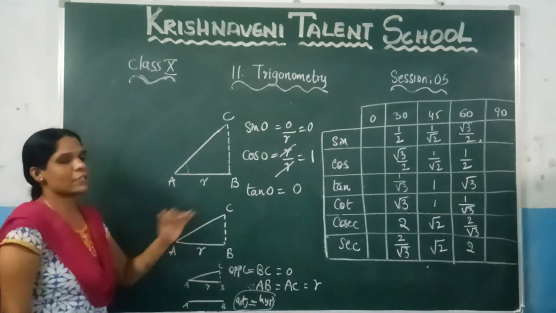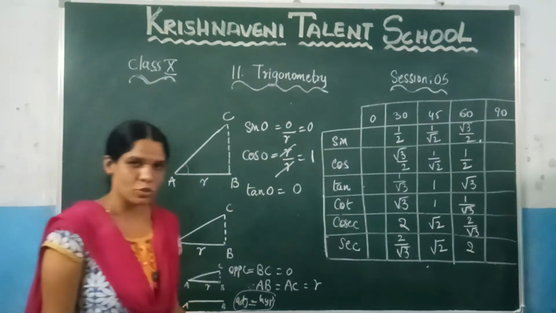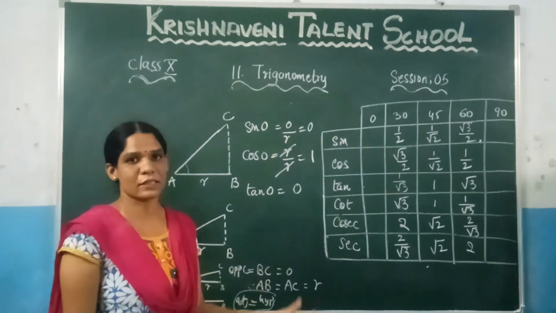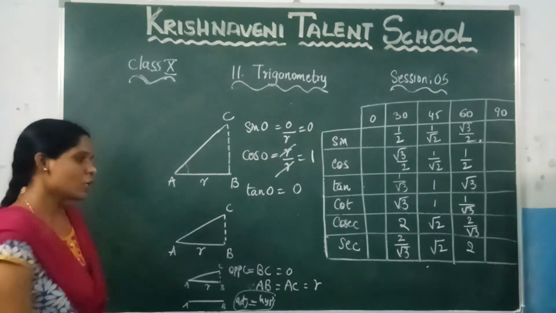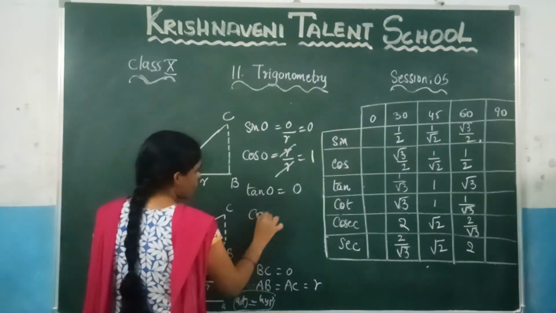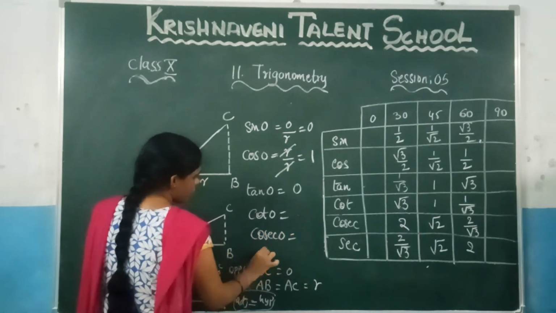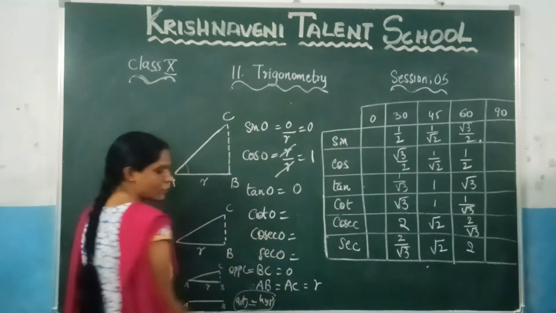Now you know all these three trigonometric ratios. So if you know these three, again you can calculate the other three ratios by taking the reciprocal. So let us write the reciprocal of these: cot 0, cosecant 0, and the secant 0. Right?